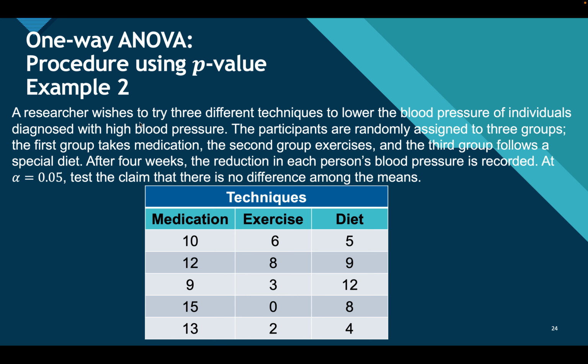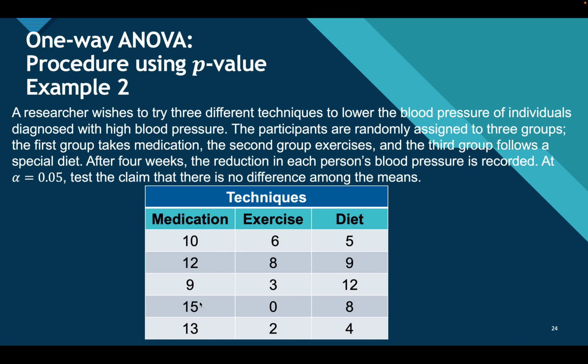A researcher wishes to try 3 different techniques to lower the blood pressure of individuals diagnosed with high blood pressure. The participants are randomly assigned to 3 groups, and the first group takes on medication to lower their blood pressure. The second group exercises, and the third group follows a special diet. And after 4 weeks, the reduction in each person's blood pressure is recorded, and at alpha 0.05, test the claim that there's no significant difference among the means.